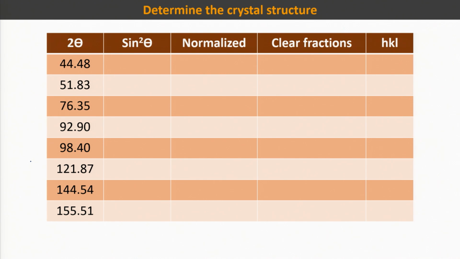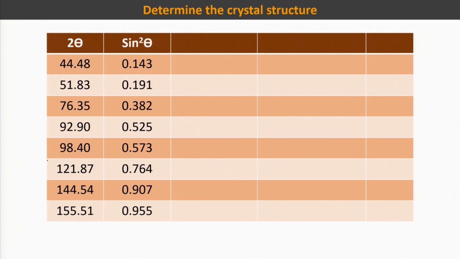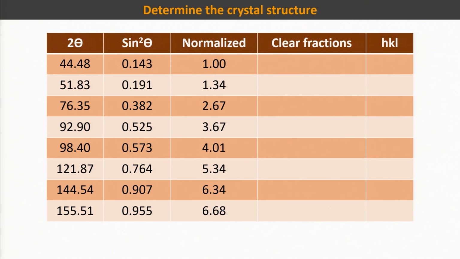Suppose you get a 2 theta value, and at this 2 theta value you get a reflection, and you do not know what the HKL value would be at that particular 2 theta value. Okay. So, what we have to do, first we have to calculate the sine square theta. We will calculate the sine square theta, and the sine square theta for this 2 theta value is given here. Okay. And then the next step is we have to normalize this.